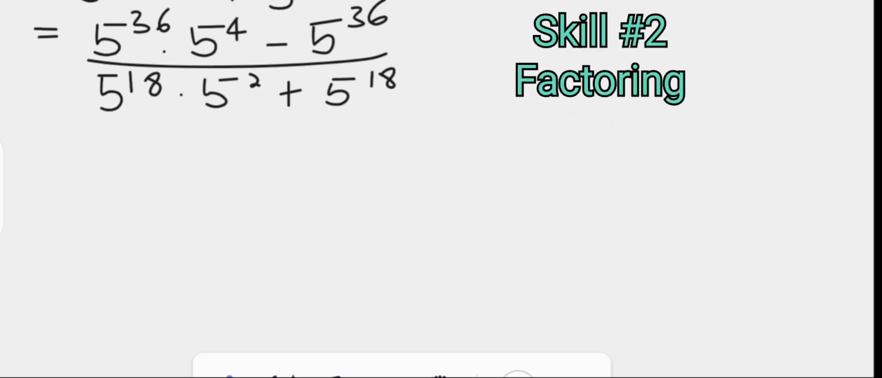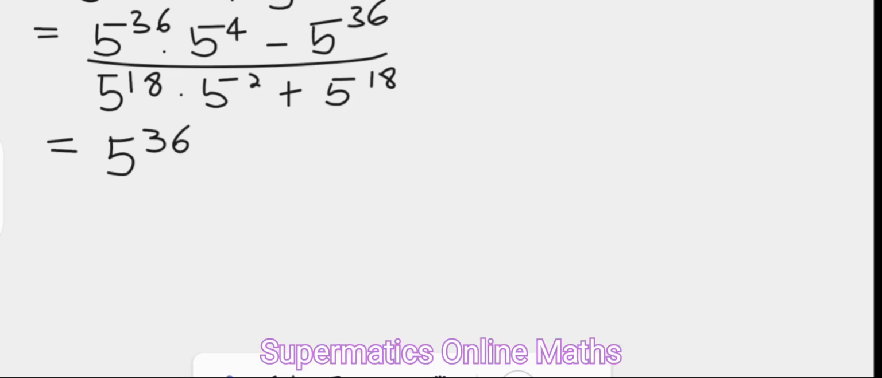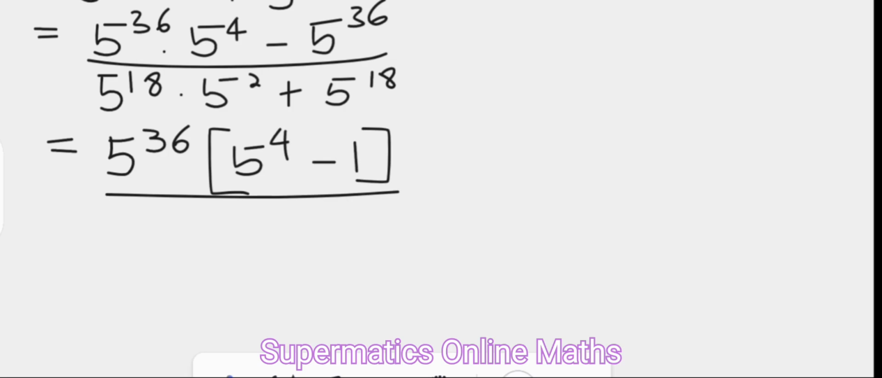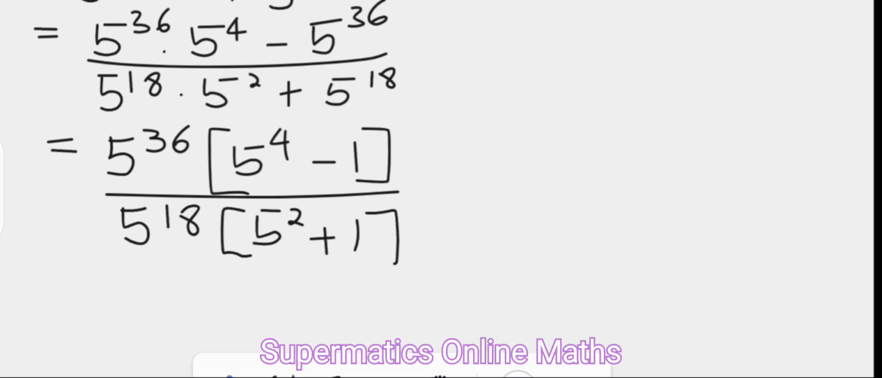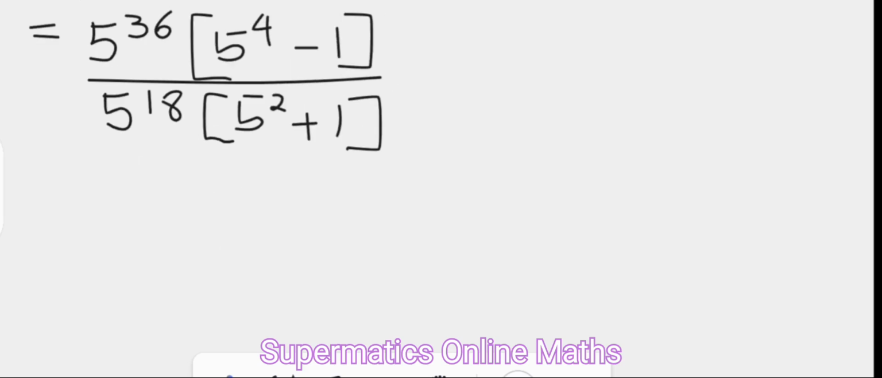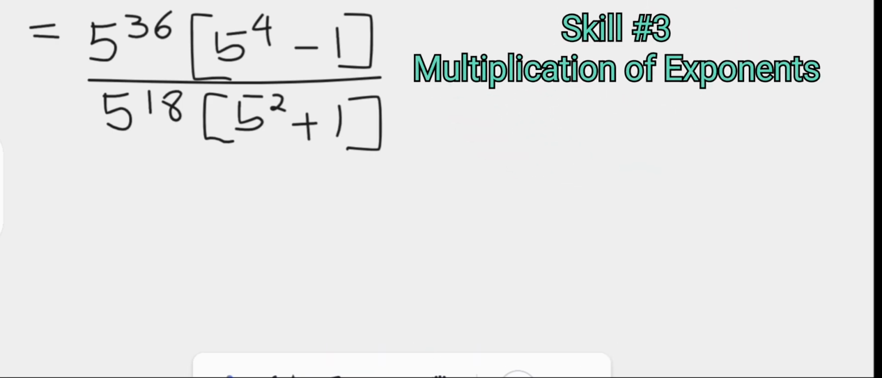The second skill to use here is the factoring skill, where 5 to the power of 36 is factored out in the numerator to leave us with 5 to the power of 4 minus 1. And in the denominator, 5 to the power of 18 is factored, and we've got 5 to the power of 2 plus 1. The third skill we're going to consider will be for 5 to the power of 4 minus 1, especially 5 to the power of 4, and that is multiplication of exponents.